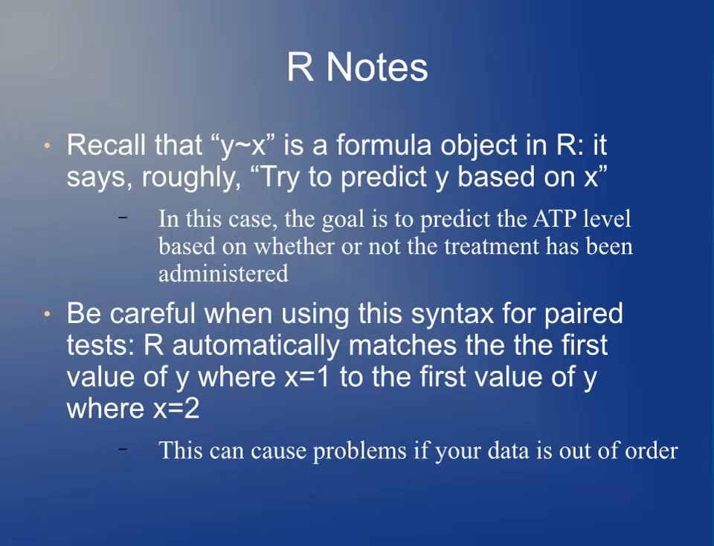And I'll note here that you need to be careful when using the syntax for paired t-tests, that R will automatically match the first value of y to the first value of x, or the first value of y where x equals 1 to the first value of y where x equals 2. In this case, it will match the first value of ATP where the treatment is pre to the first value of ATP where treatment is post. For this data set, that's what we wanted, but if the data is in a different order between the two groups, then that would cause problems. So be careful with that if you use this notation.